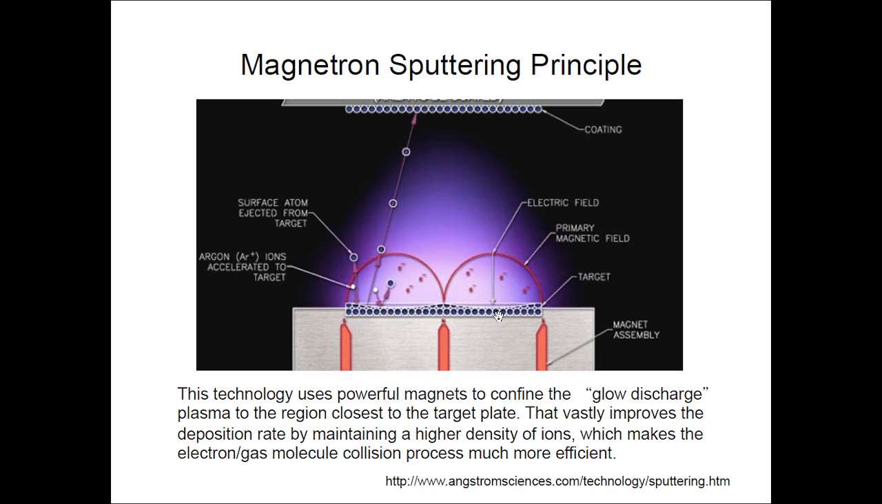So it is a technology where we use powerful magnets to confine the glow discharge plasma. Confining the plasma is the purpose of those magnets, in the region close to the target plane, which vastly improves the deposition rate by maintaining a high density of ions, which makes the electron gas molecule collision process more efficient. So the process is to trap the electrons around the target, and it will be confining the glow discharge.